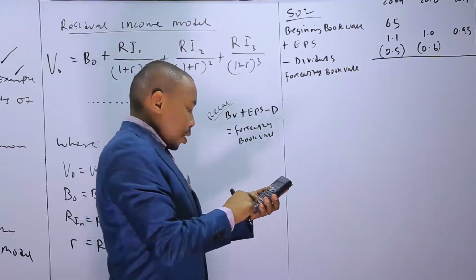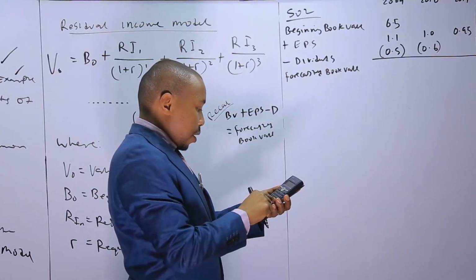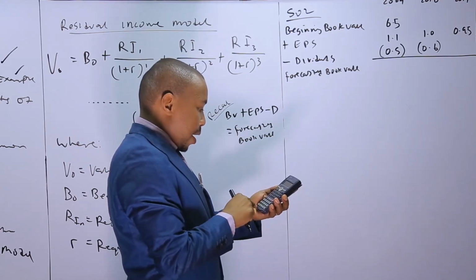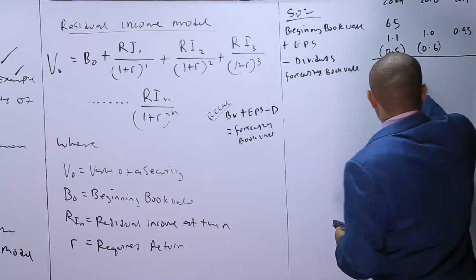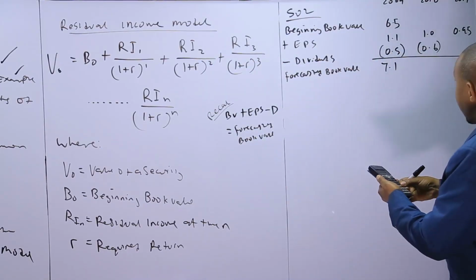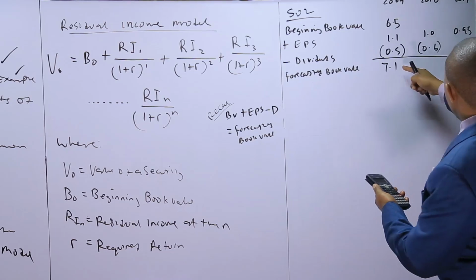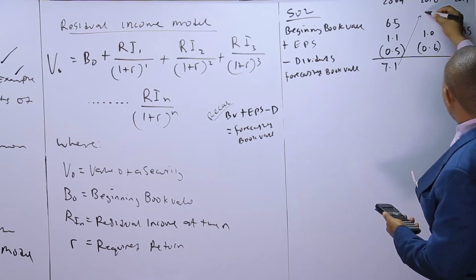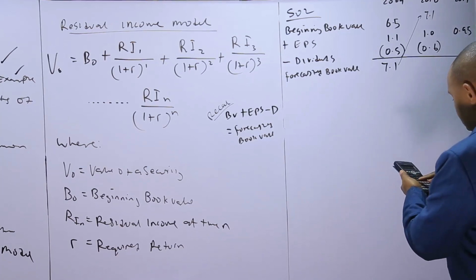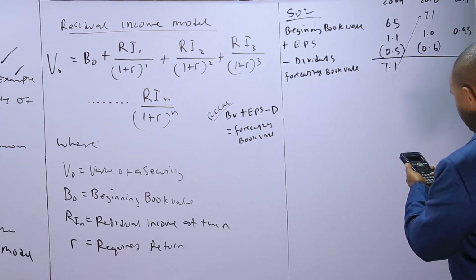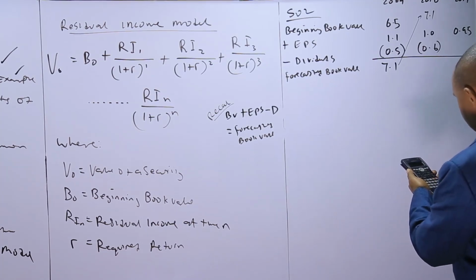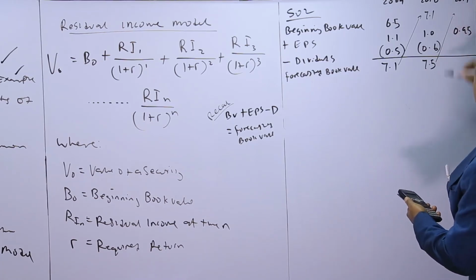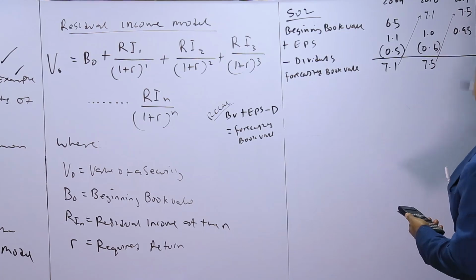We have 6.5, we add 1.1, and then we less 0.5. We have 7.1. Now once we have 7.1, this 7.1 comes right over here. So we have 7.1, we add 1, then we less 0.6 there. We have 7.5. So this comes here, 7.5.